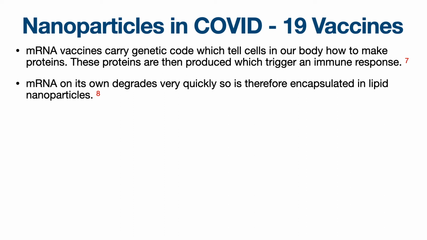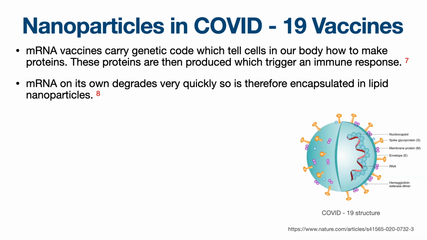It basically works by carrying genetic code within the vaccine, which then tells cells in the body how to make certain proteins. These proteins are then produced by cells in your body, and this can trigger an immune response, hopefully helping us to gain immunity. So at the bottom right here, you can see the structure of the COVID-19 virus. A main feature I want to emphasise is the spike proteins on the outside of the virus, the spike glycoprotein. And the mRNA vaccines essentially code to produce this spike protein, and then antibodies are created against it.